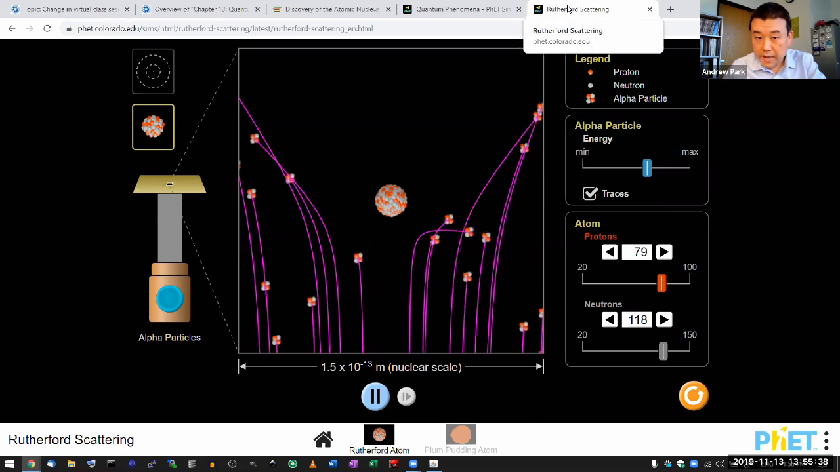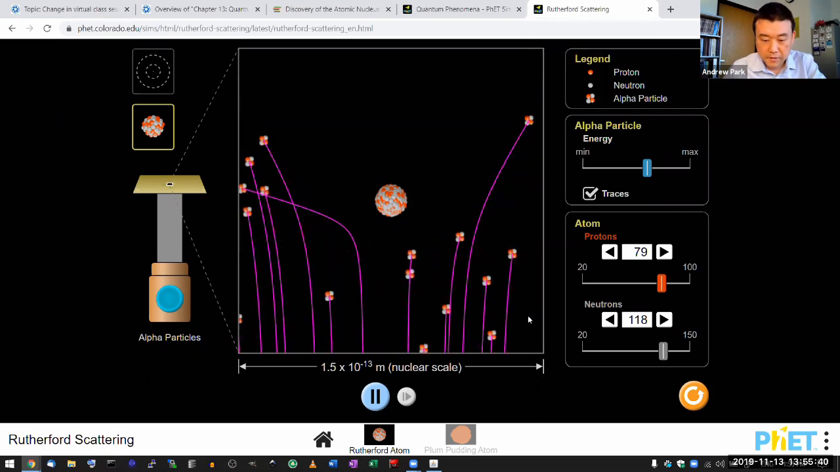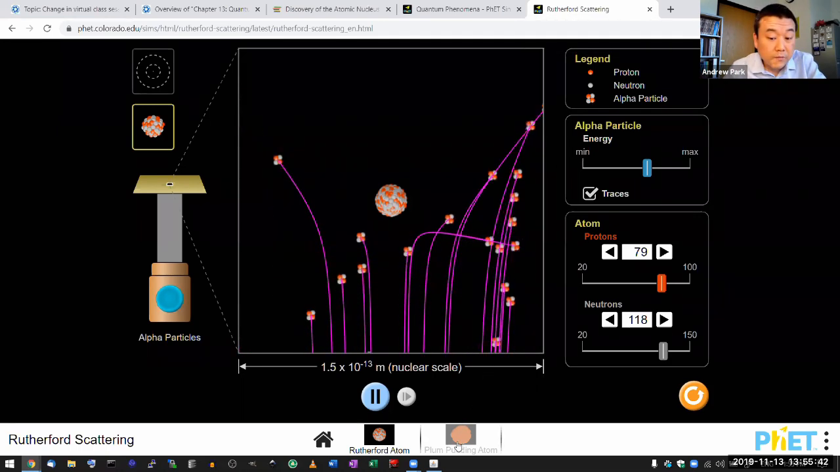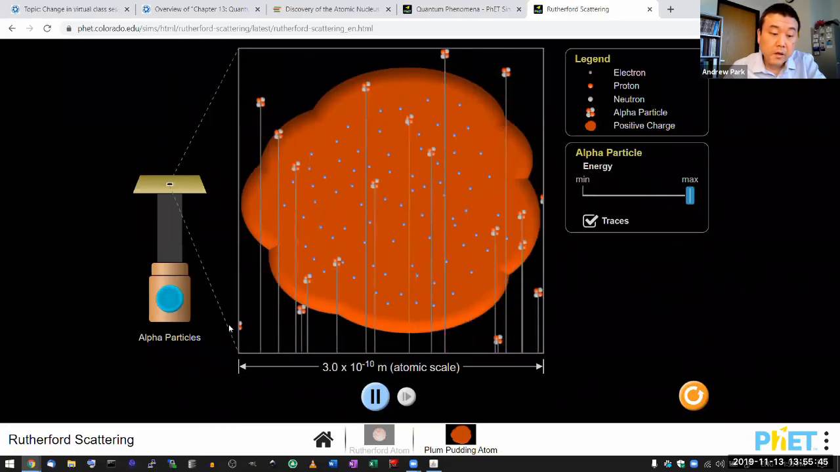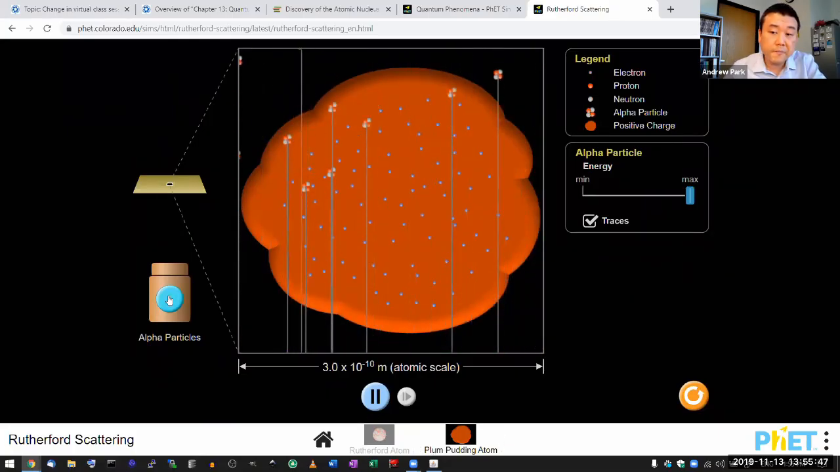Now, once you do that, you have a bit of a dilemma or problem. The motivation for the plum pudding model was really to have an electrostatically stable configuration of electrons and protons. That's what the motivation was. But experiment is saying that's not realistic, that's not possible. Then what other model is there?